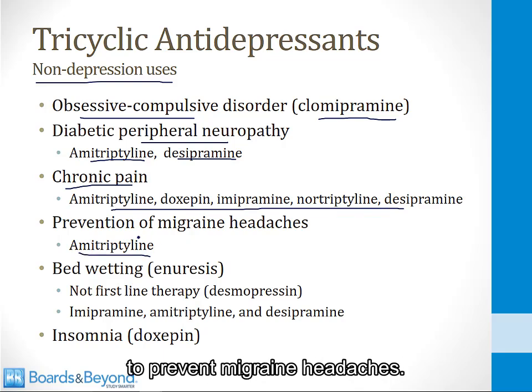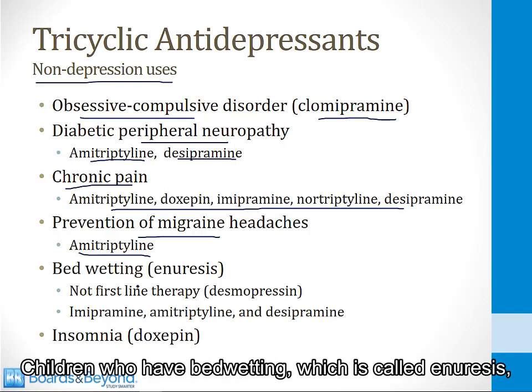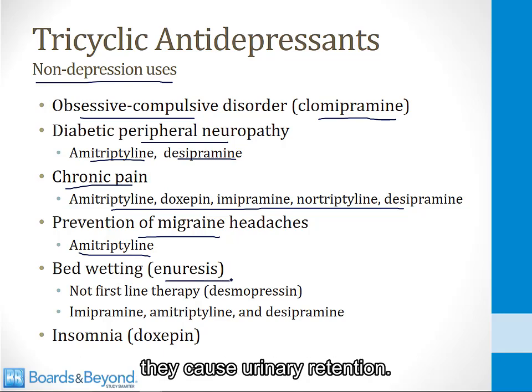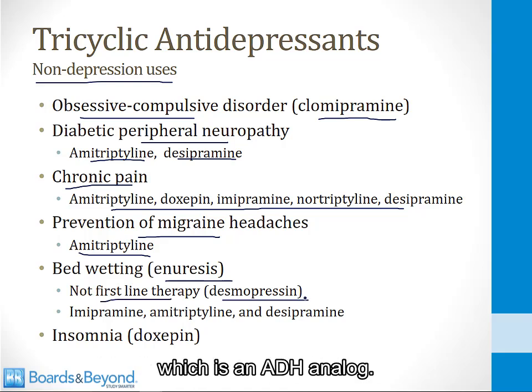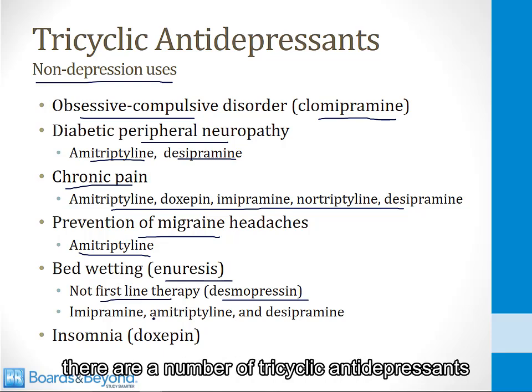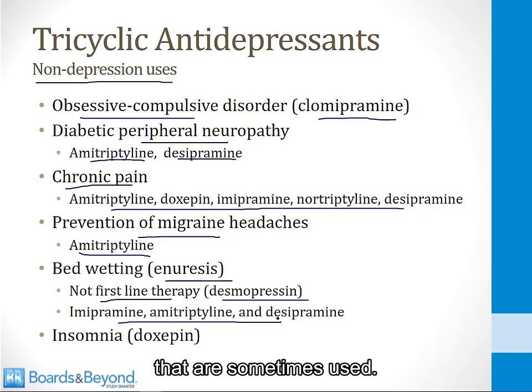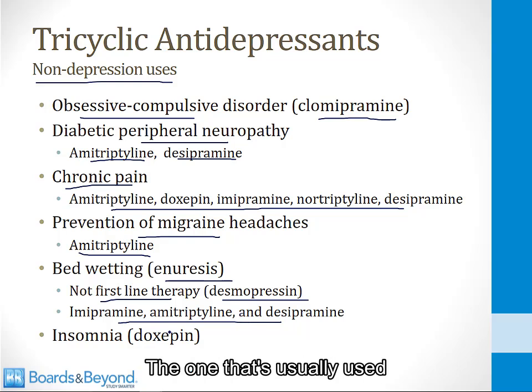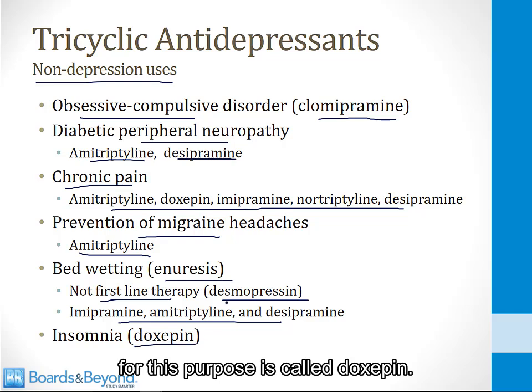Amitriptyline is sometimes used to prevent migraine headaches. Children who have bedwetting, which is called enuresis, are sometimes treated with tricyclic antidepressants because remember what I told you before, they cause urinary retention. They're not first-line therapy. The first-line therapy is desmopressin, which is an ADH analog, but if desmopressin doesn't work or the patient can't take it, there are a number of tricyclic antidepressants that are sometimes used. And then finally, as I told you before, some of these drugs are sedating, so they can be used for insomnia. The one that's usually used for this purpose is called doxepin.